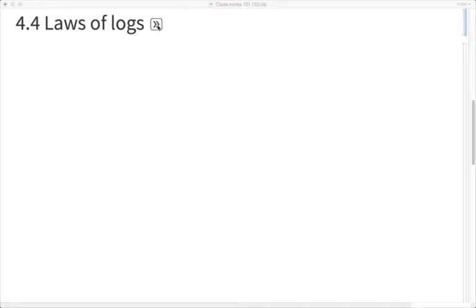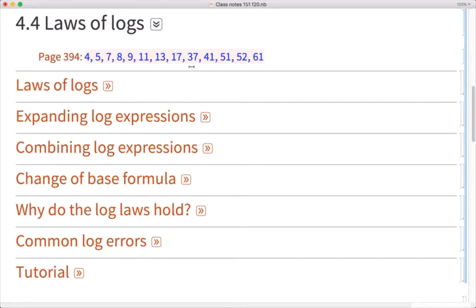Section 4.4, laws of logs, that is, laws of logarithmic functions. A few homework problems for you.